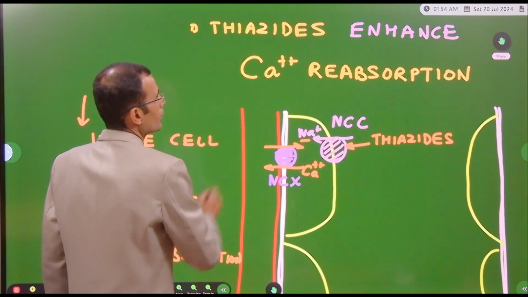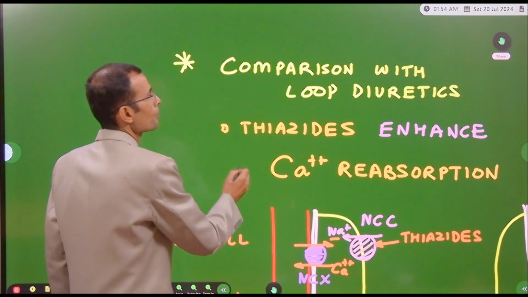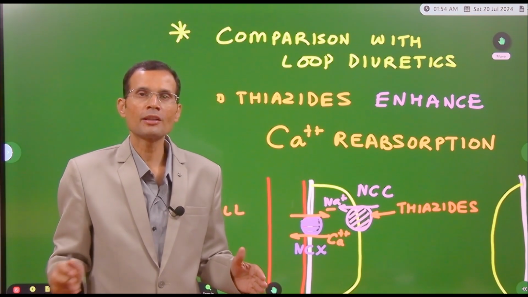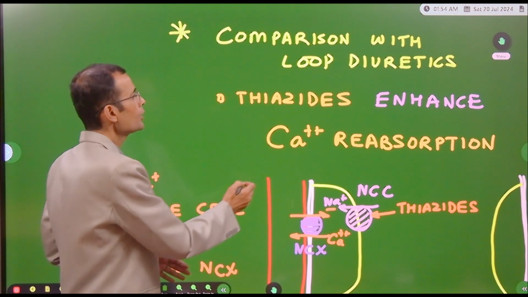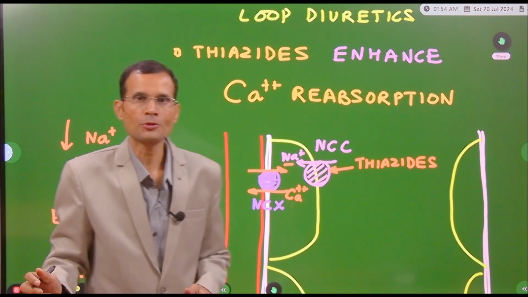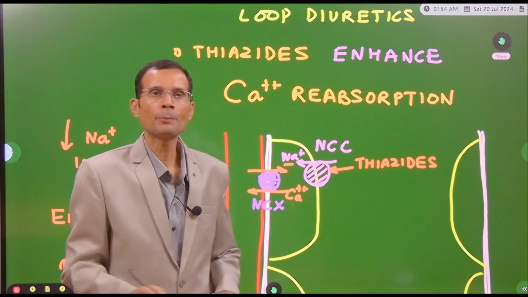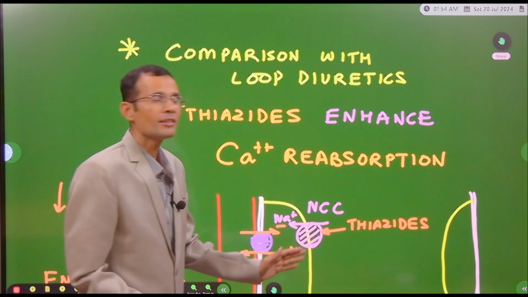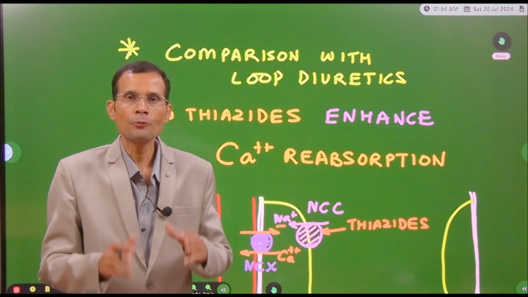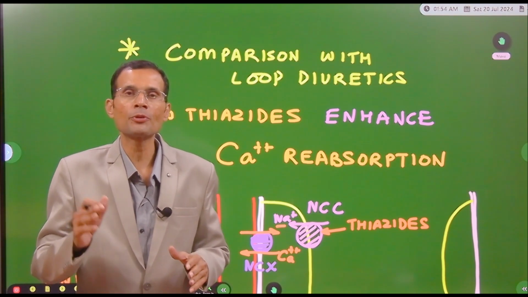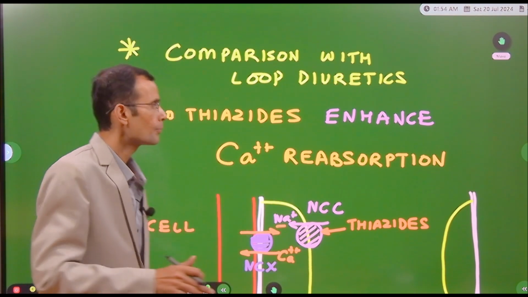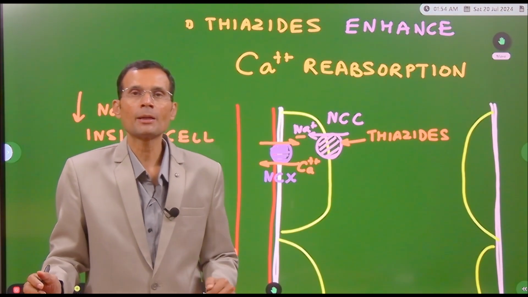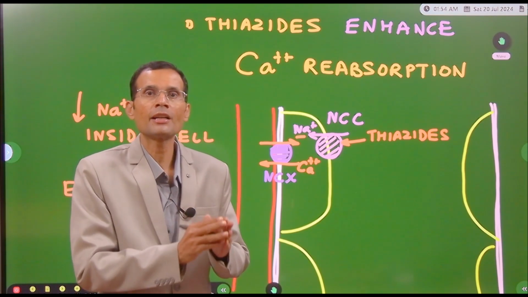All right. So with that in mind, let's also see just a comparison between loop diuretics and thiazide diuretics in the context of calcium reabsorption. A very important point to be remembered here is that thiazides enhance the calcium reabsorption. A very important differentiating feature between thiazide diuretics and loop diuretics. Remember, loop diuretics decrease the calcium reabsorption from the thick ascending limb.